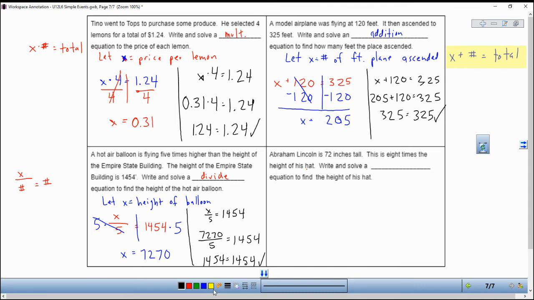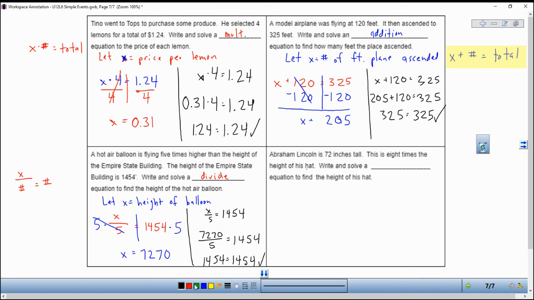Now you might be thinking that the last one is subtraction, but let's see what it says. It says Abraham Lincoln is 72 inches tall. This is 8 times the height of his hat. I don't think this is subtraction. Write and solve an equation to find the height of his hat.